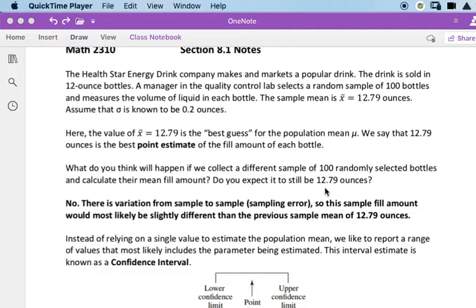And this variation from sample to sample is called sampling error. The word error is a little bit misleading because it makes it sound like it's a mistake that you're making. It's not a mistake, it's just a natural thing that occurs when you're looking at different samples. Different samples are going to come up with slightly different results.